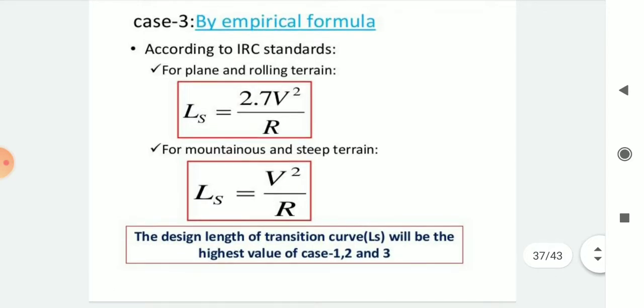What is the third case? The third case is by empirical formula. According to IRC standards, for plain and rolling terrain, LS is equal to 2.7 V square upon R, and for mountainous and steep terrain, LS is equal to V square upon R. The designed length of transition curve LS will be the highest value from cases 1, 2 and 3.